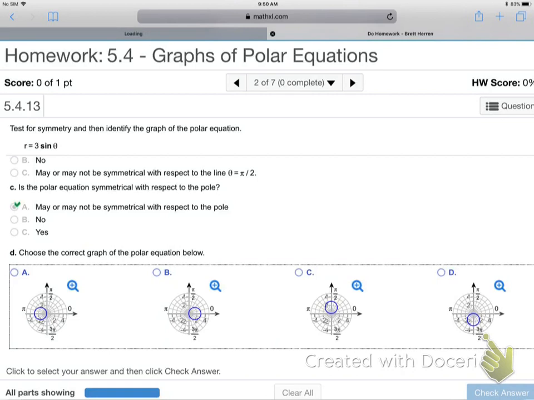So now, which of those 4 is the right one for r equals 3 sine theta? Can you tell just by looking? Yeah. Because sine always goes on the y-axis. I've given you so much information, you don't even need to make any r theta tables, do you?